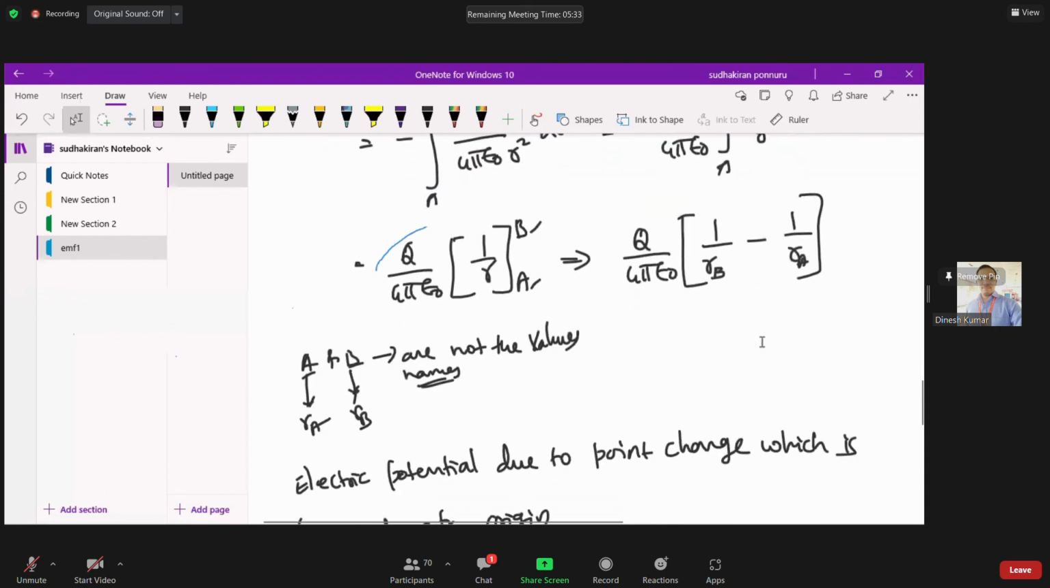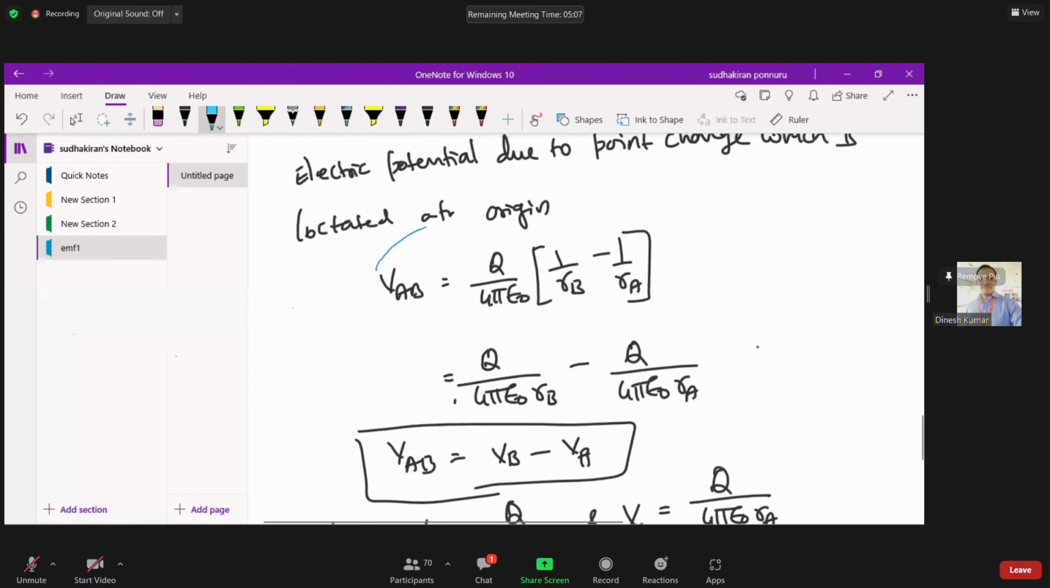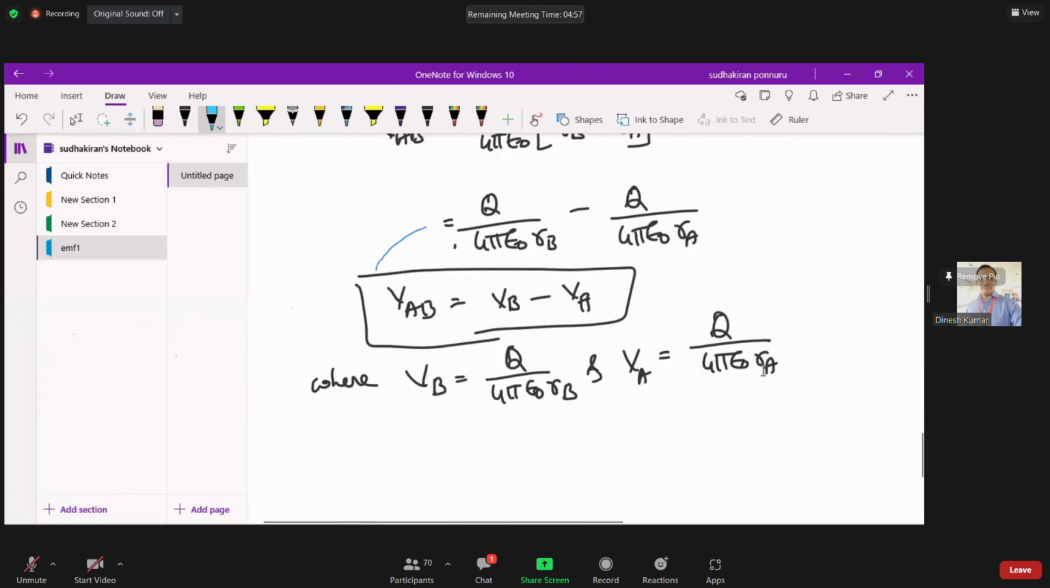And the final thing is, in place of R, we should not substitute A and B, because these are just the names of the locations. Whatever locations we have selected, we have named them. So we should not substitute the location name, but the value of the location, RA and RB. Therefore, we have the expression VAB is equal to Q by 4 pi epsilon naught, 1 by RB minus 1 by RA. And finally we have got VAB is equal to VB minus VA. So this is about case 1.